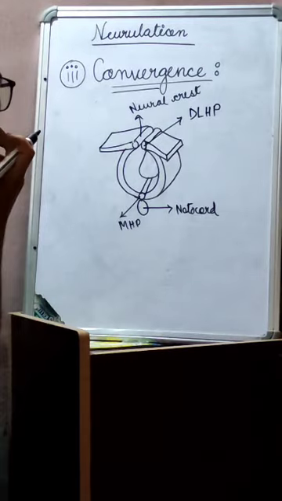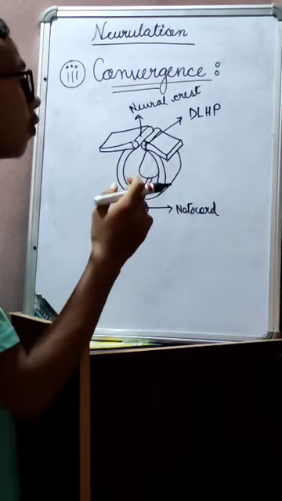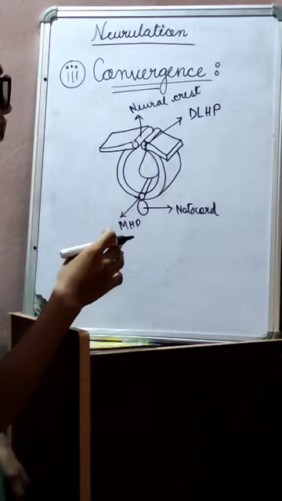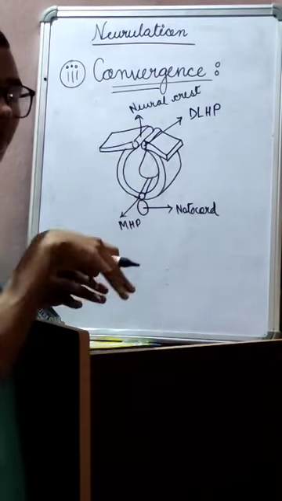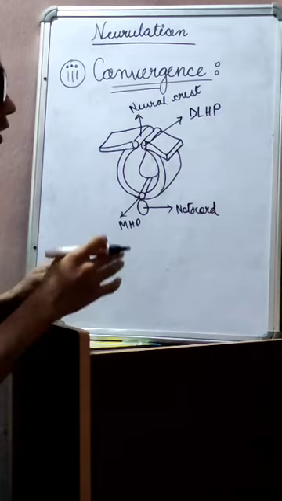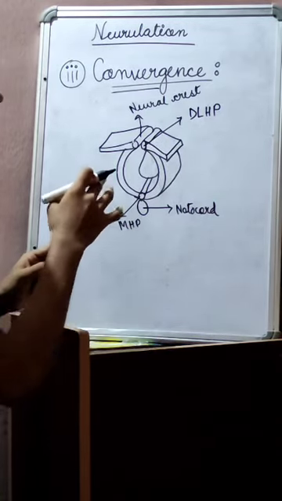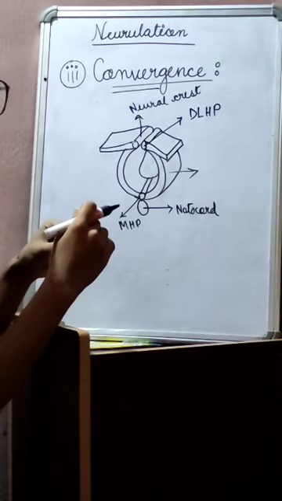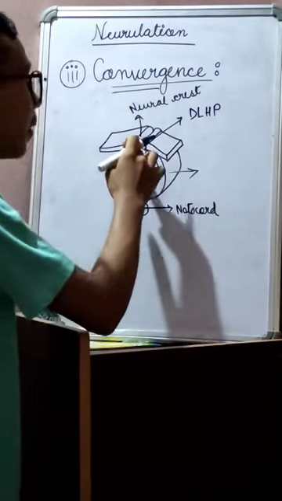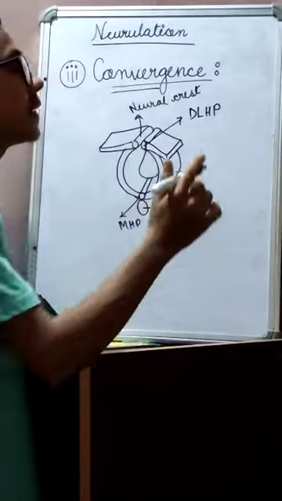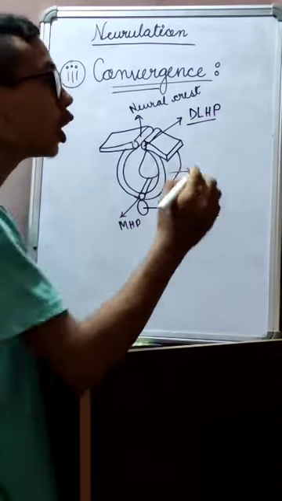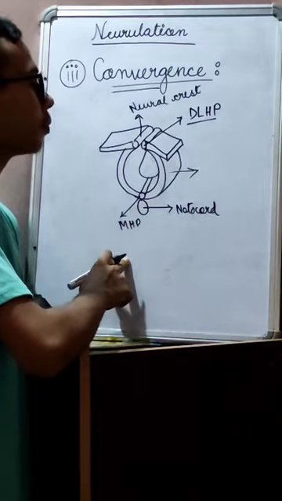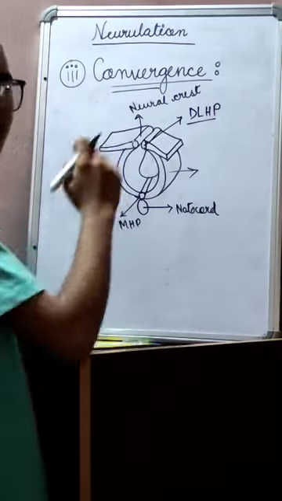Now come to the third step of primary neurulation, that is convergence. What happens here? Due to the repeated force of the epidermis on these neural folds, the groove becomes bigger and is arranged in such a way that the epidermis and the neural plate come to join each other, and here another hinge point forms, known as DLHP, the dorsolateral hinge point. It is just like the MHP, and this is convergence.